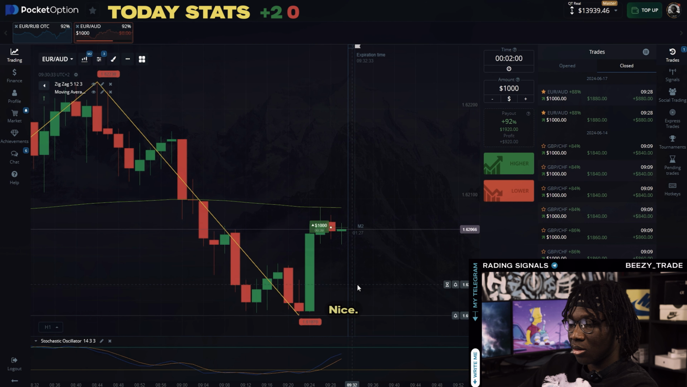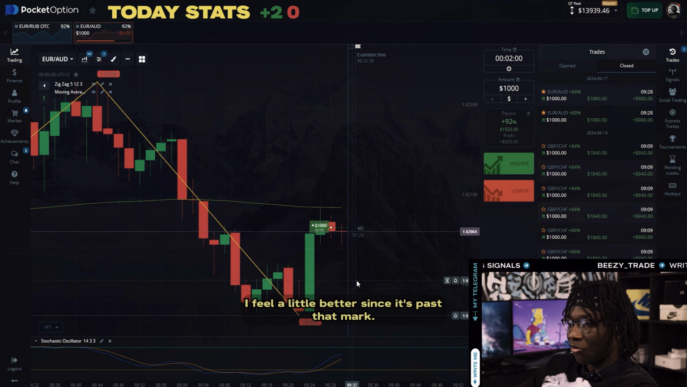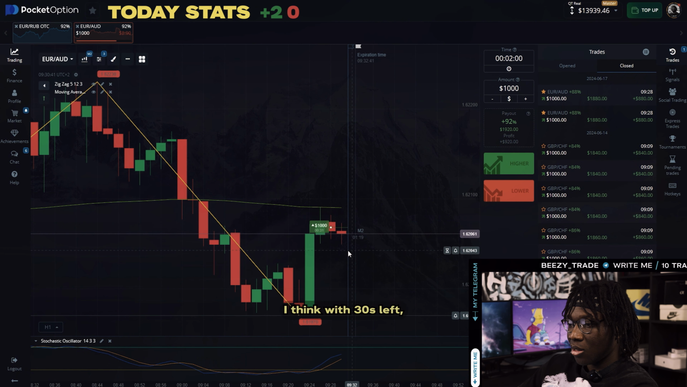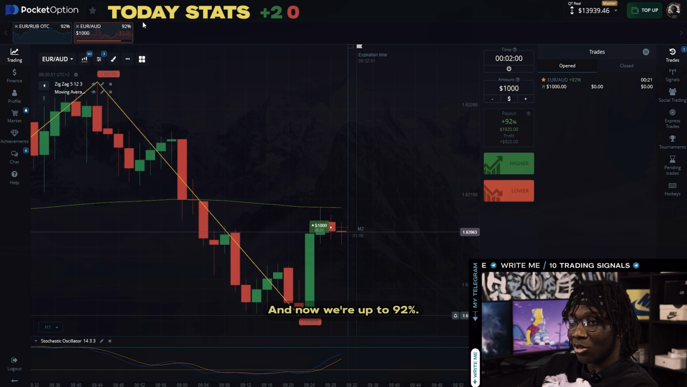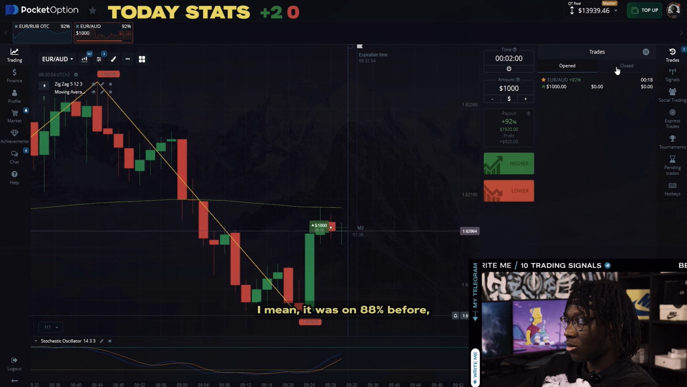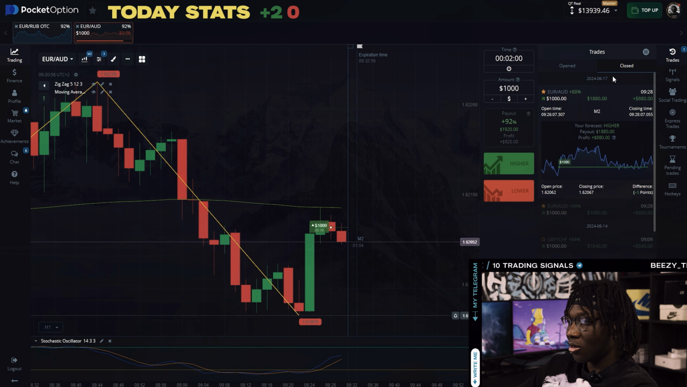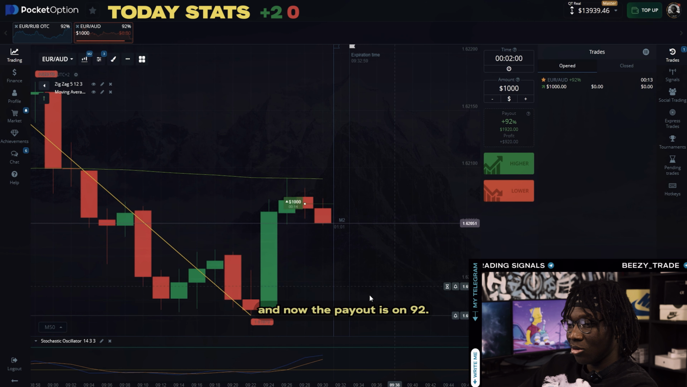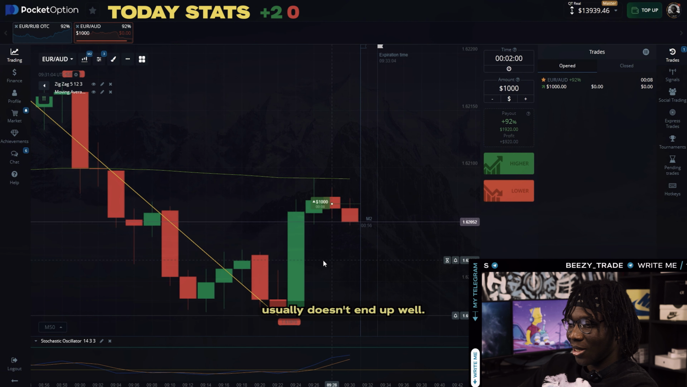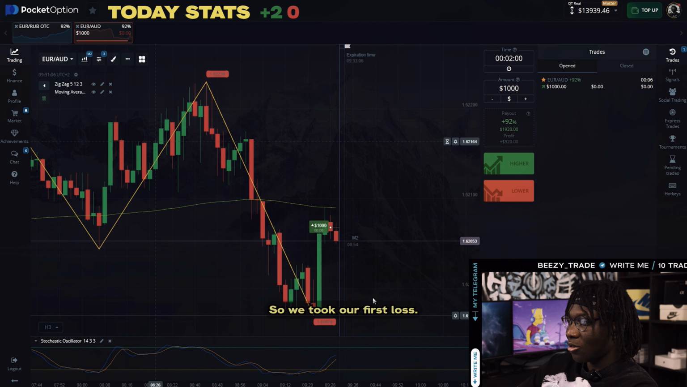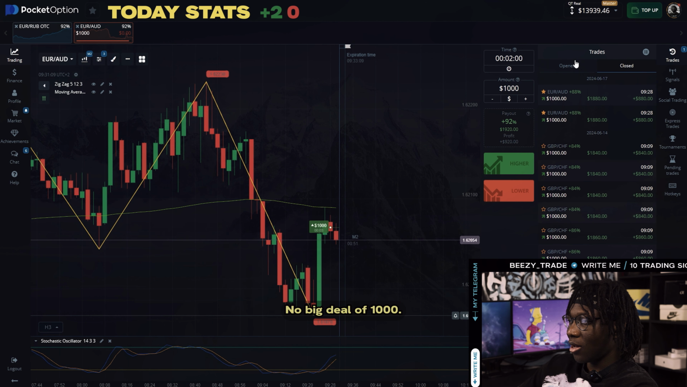Nice. I mean, now I feel a little bit better since it passed that mark at first. I think with 30 seconds left, there's definitely... And now we're up to 92%. I mean, it was on 88% before. But now the payout is on 92. And usually when the payout changes, it usually doesn't end up well for me, to be honest. So we took our first loss, no big deal, 1,000, we're down.